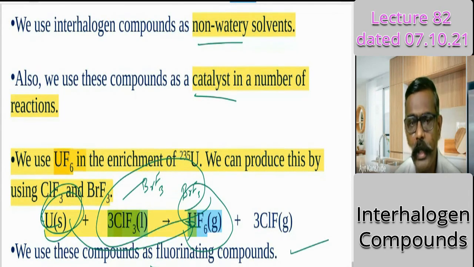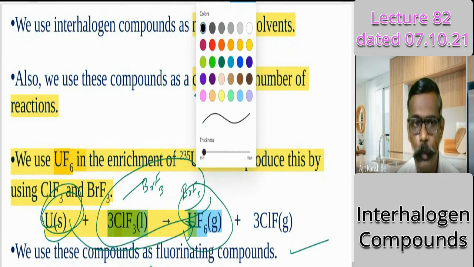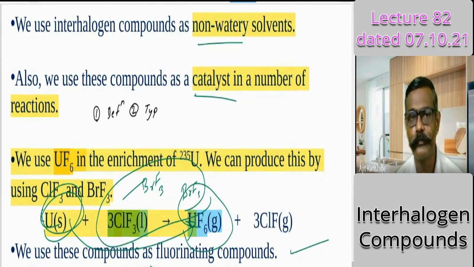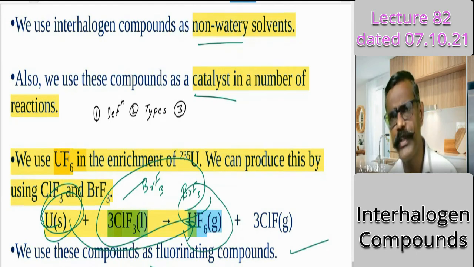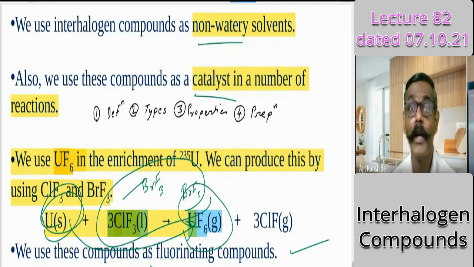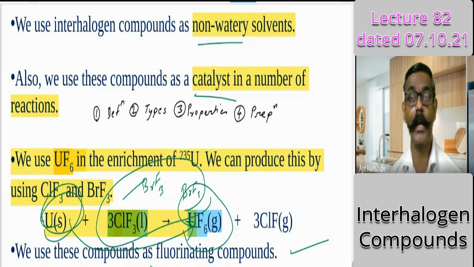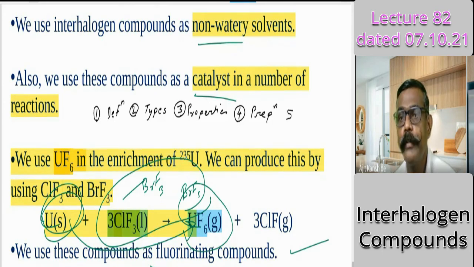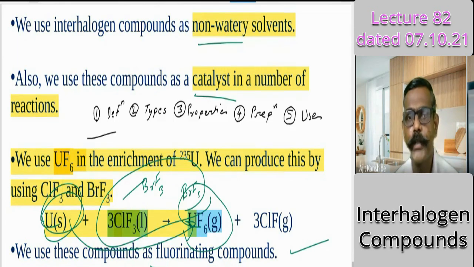So students, today which points did I cover? First point, definition. Second point, types. Third point, right from physical state, all the properties of the interhalogen compounds that we discussed. Fourth point, preparation. Two methods are there, one direct and the other indirect. Indirect means from a lower interhalogen we can form the higher interhalogen. Fifth point, structure, I am going to discuss next time. Uses. These are the points we have covered today.